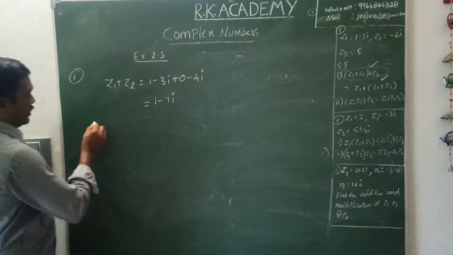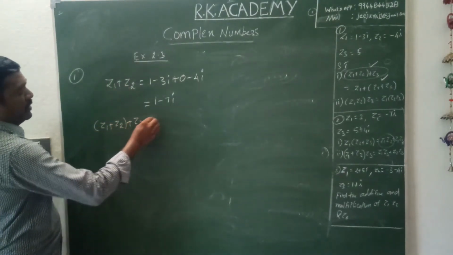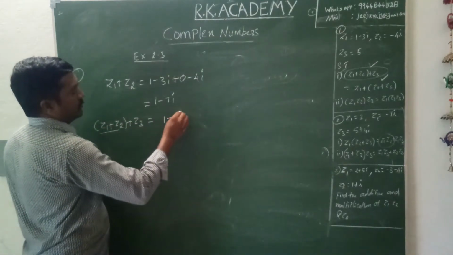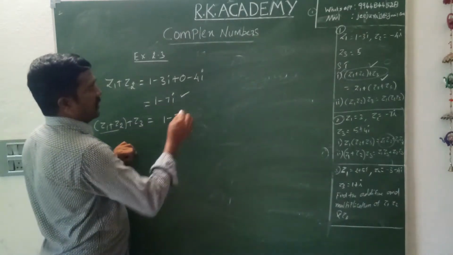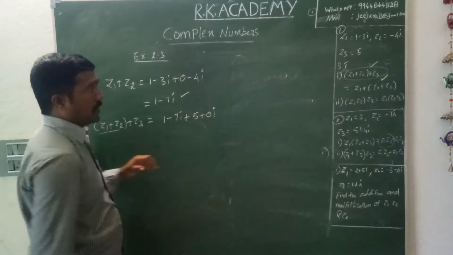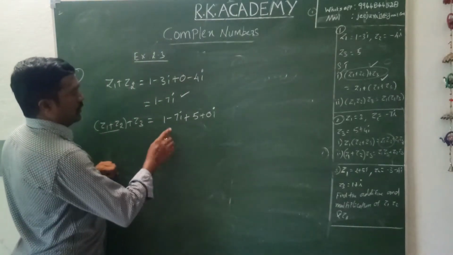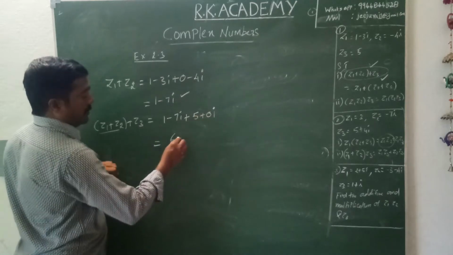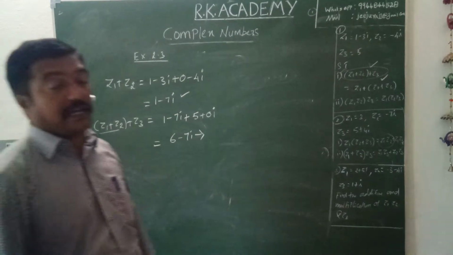What about Z1 plus Z2 plus Z3? Okay. Now you take the Z1 plus Z2, and what about Z3? It's 5 plus 0i, because there is no imaginary value. Okay. 1 plus 5 is 6, minus 7i plus 0i, so minus 7i. Now we completed the LHS.